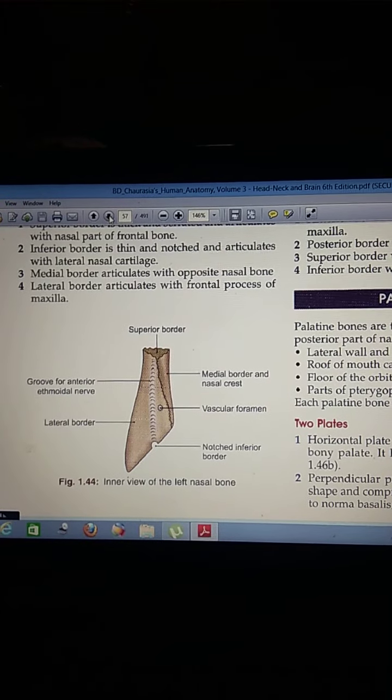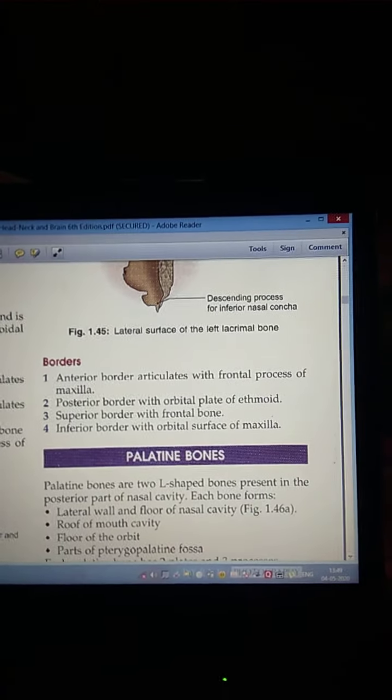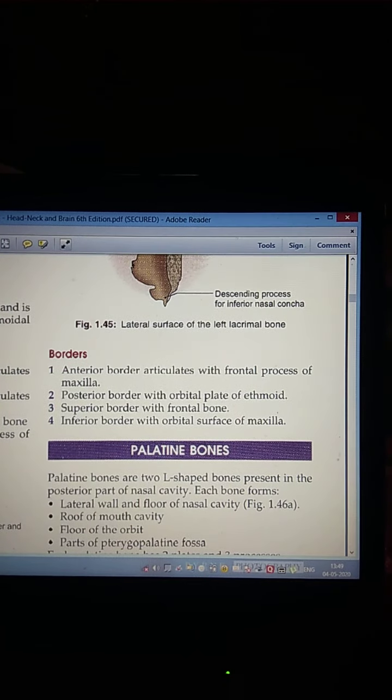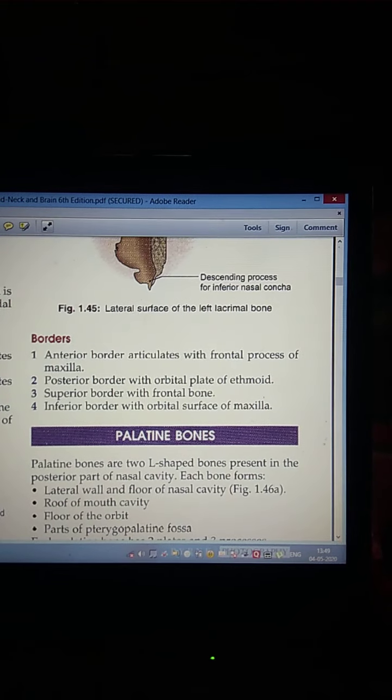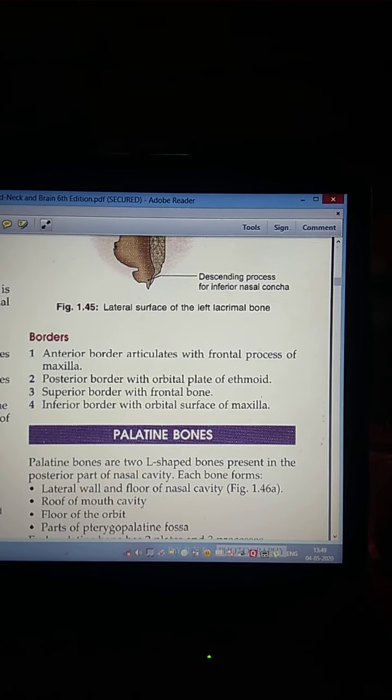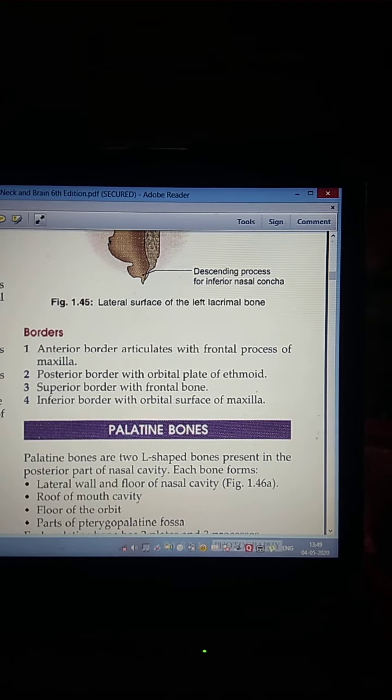This is the figure of the nasal bone. Now, the borders. The anterior border articulates with the frontal process of the maxilla. The posterior border articulates with the orbital plate of the ethmoid. The superior border articulates with the frontal bone, and the inferior border with the orbital surface of the maxilla.